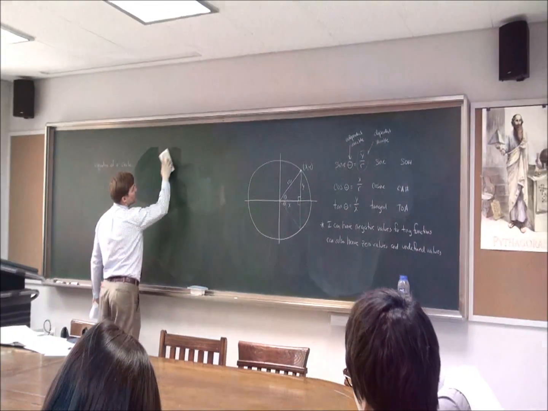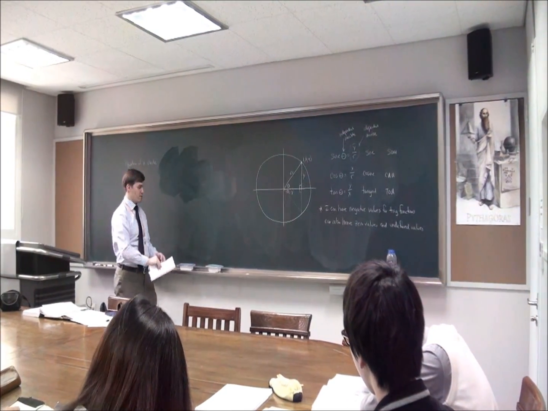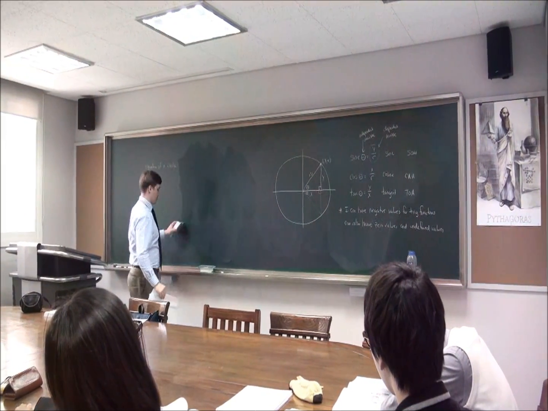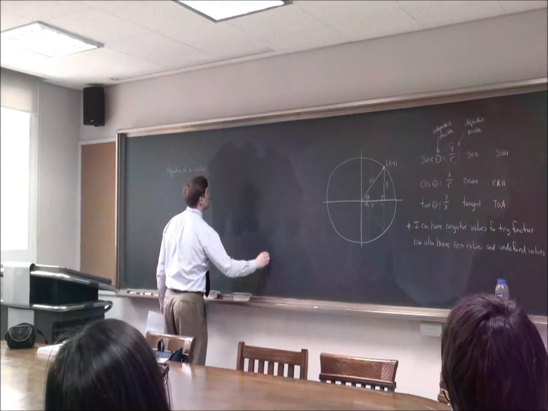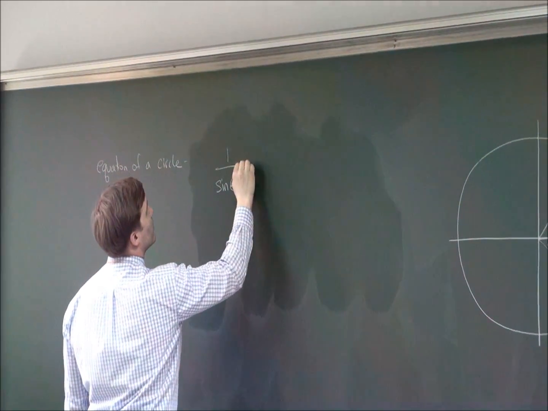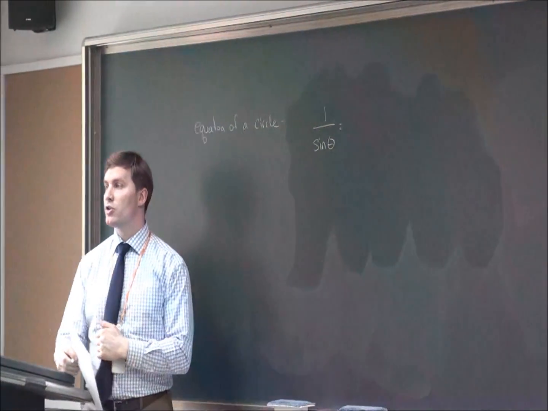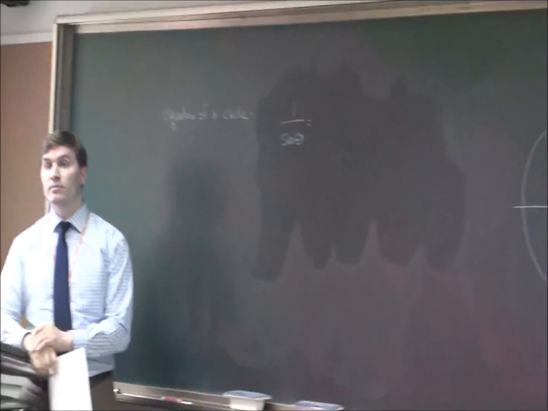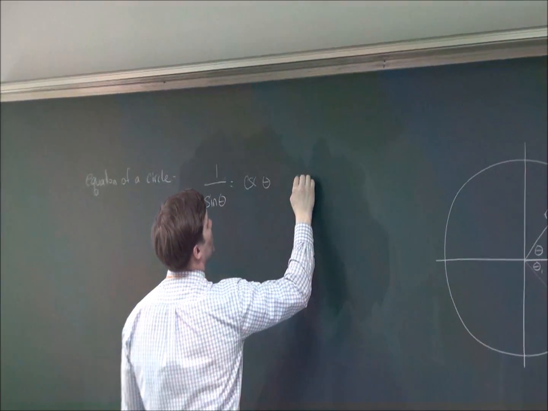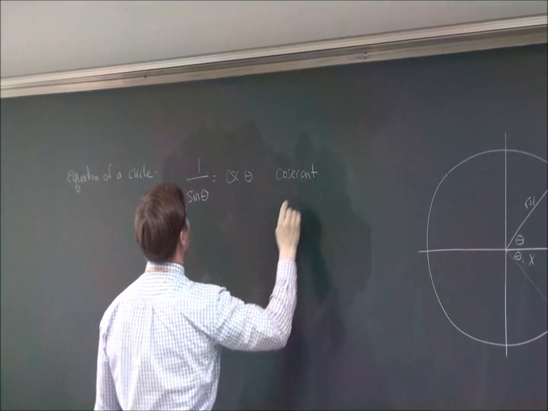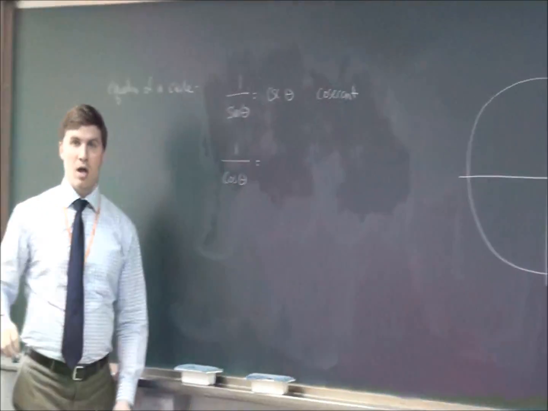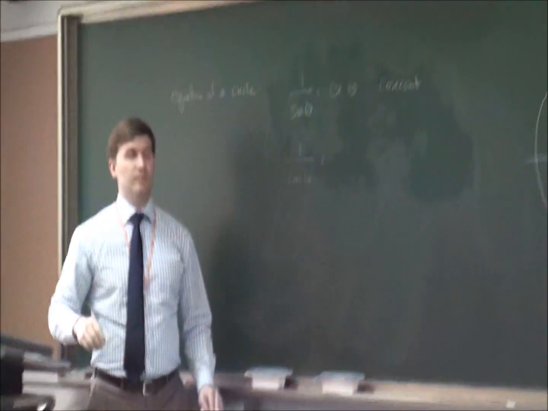I said there were 6, but I'll give you the other 3. If I were to take 1 over the sine of theta, I would create another trig function, and that trig function would be called cosecant. If I were to take 1 over cosine of theta, I would get what's called a secant of theta.